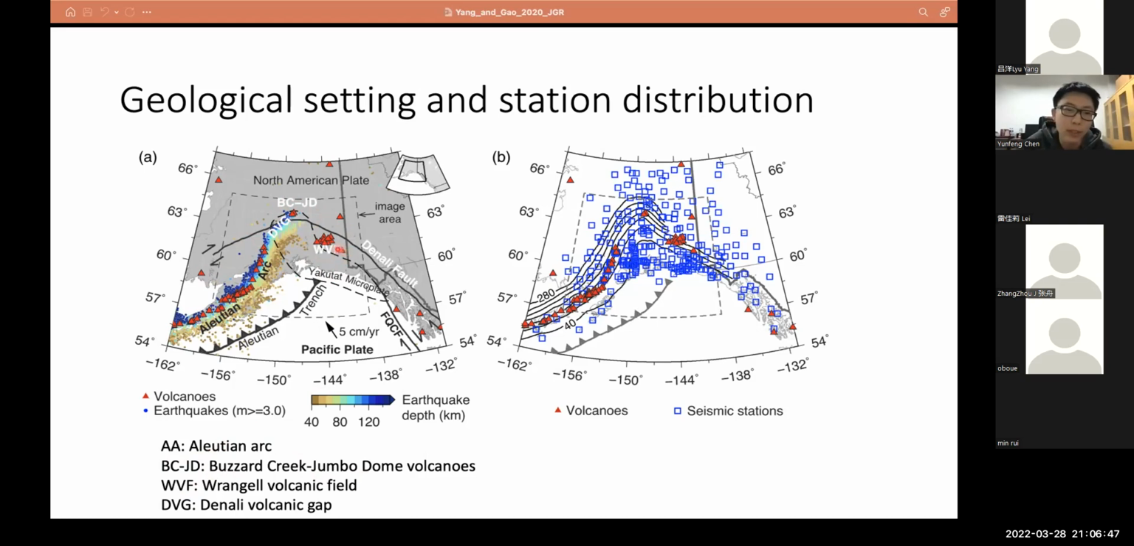Aside from these three groups of volcanoes, as you can see, there is a gap area, right? We don't have volcanoes. This is called the Denali volcanic gap. The point of this paper is to understand why we have such a distribution of volcanoes as three clusters, as well as why there is a very interesting gap between these two volcano groups. The right figure shows the station distribution, and those blue rectangles are the seismic stations used in the study. Most of them come from USArray, with some additional instruments from the Canadian National Seismograph Network deployed here.